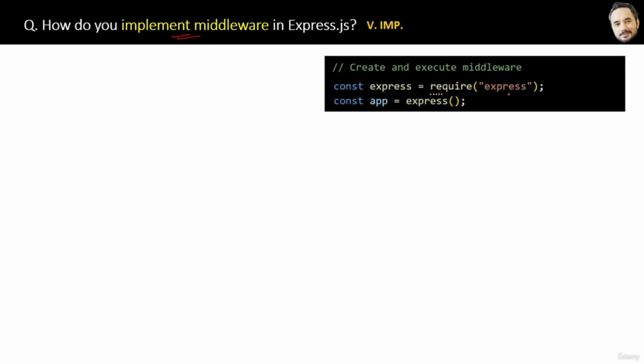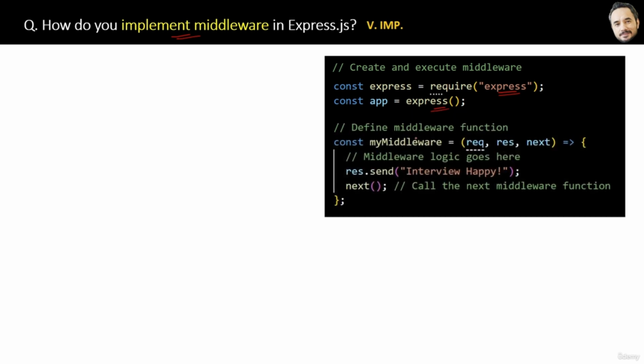First, initialize an Express application like this, you already know. Second, define a middleware function, my middleware, like this. Name can be anything. As you can see, this middleware function accepts 3 parameters: request, response, and next is a callback function. I will explain it to you. So this means after receiving the request, the inside logic of the middleware will be executed, and then the next function that is received as the parameter will be called. Now listen carefully. This next function is responsible for calling the next middleware function.